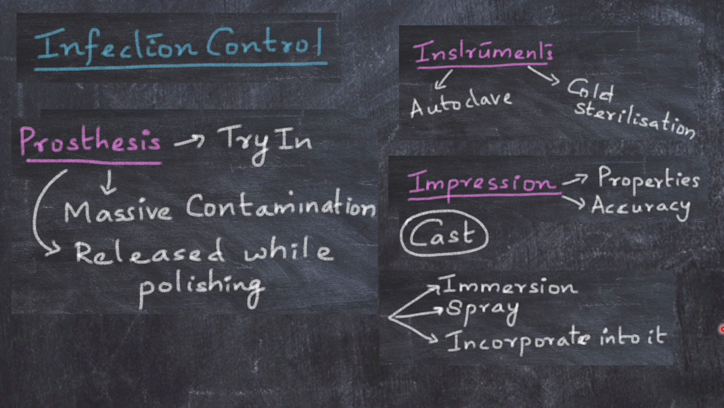Again, complete dentures are considered massive reservoirs of contaminant microbials. These microbials can be released in the form of aerosol while it's polished or trimmed. This is considered a primary source in the cycle of cross-contamination in dental labs. So they should be disinfected at every step before being handled by either the lab technician or kept inside the patient's mouth.